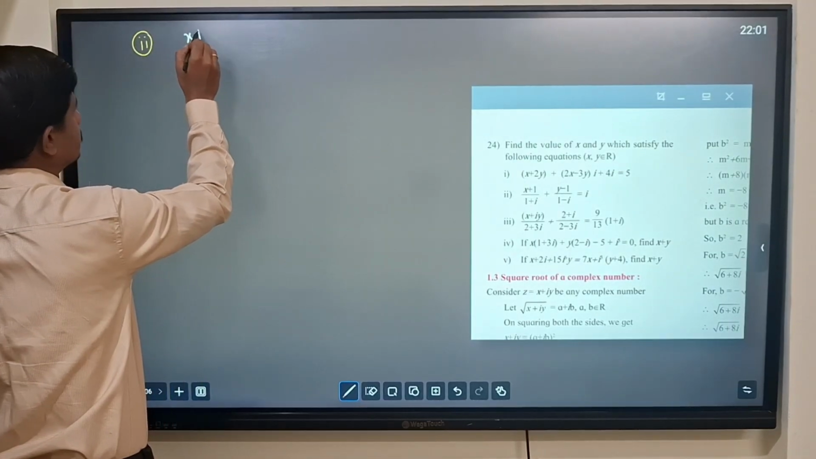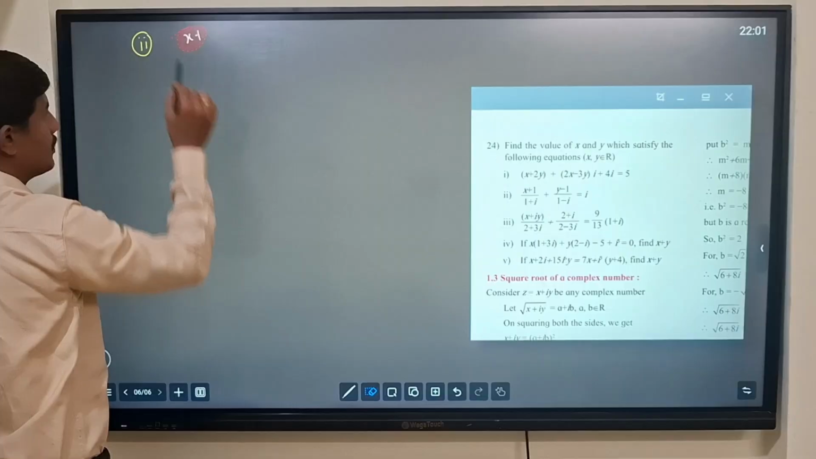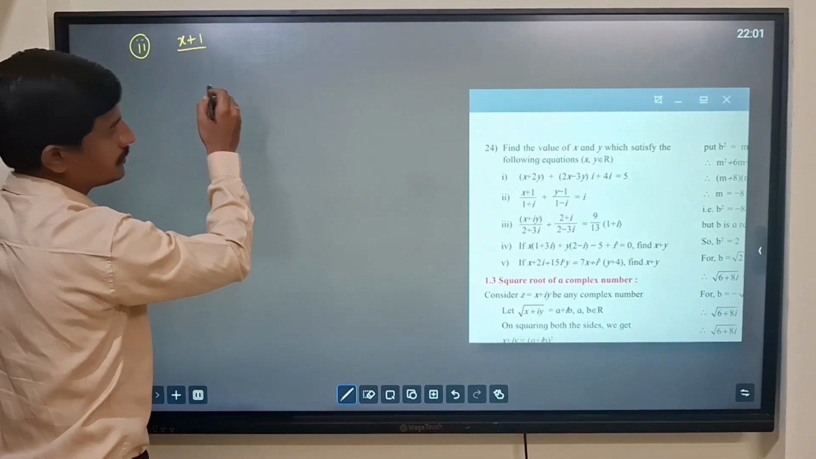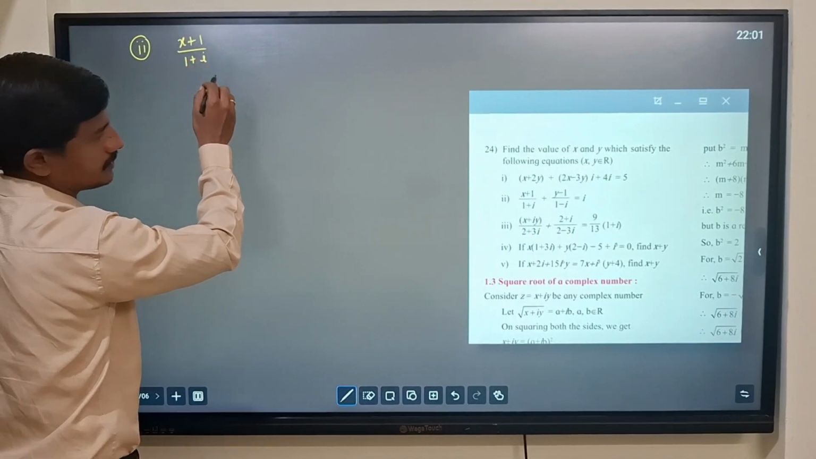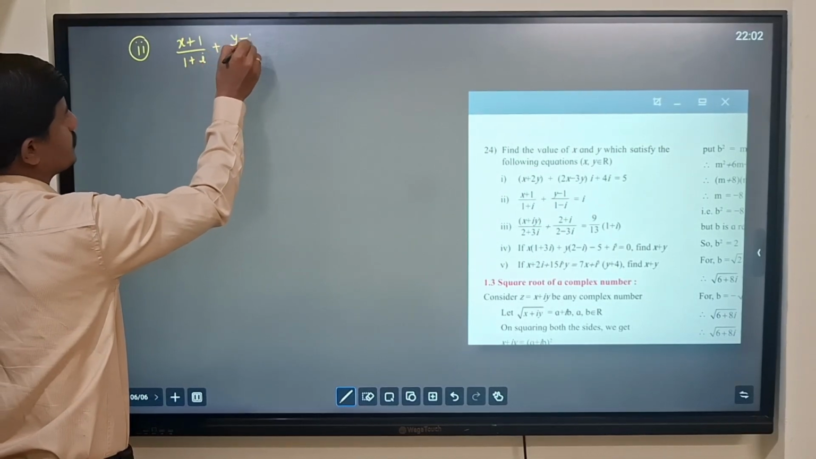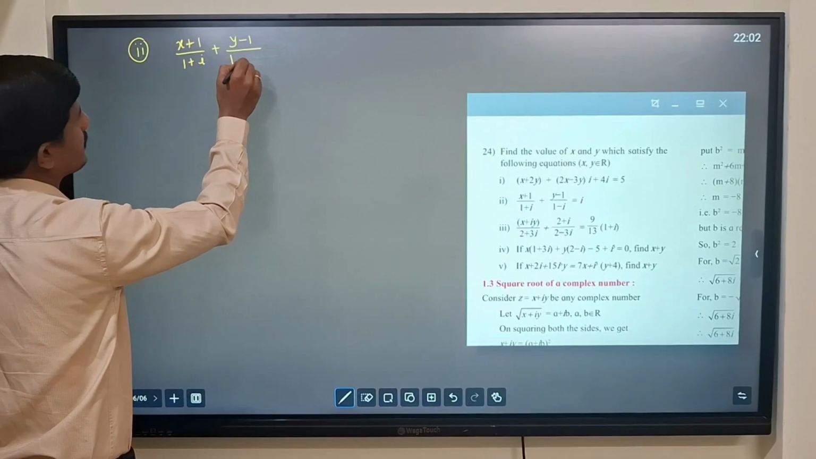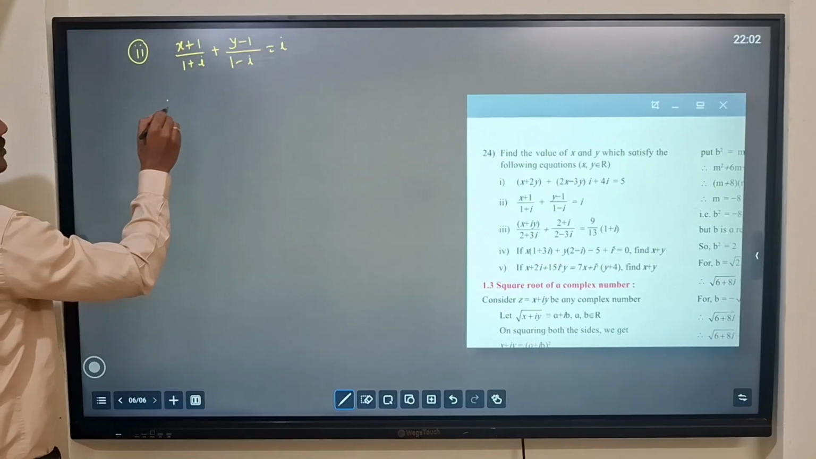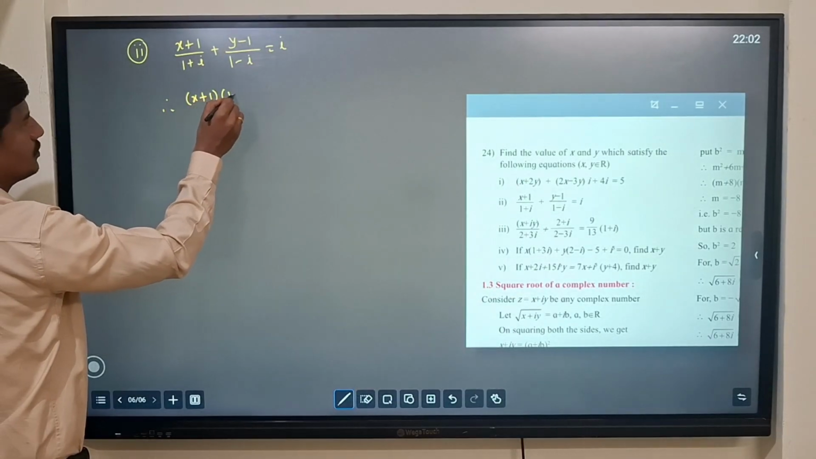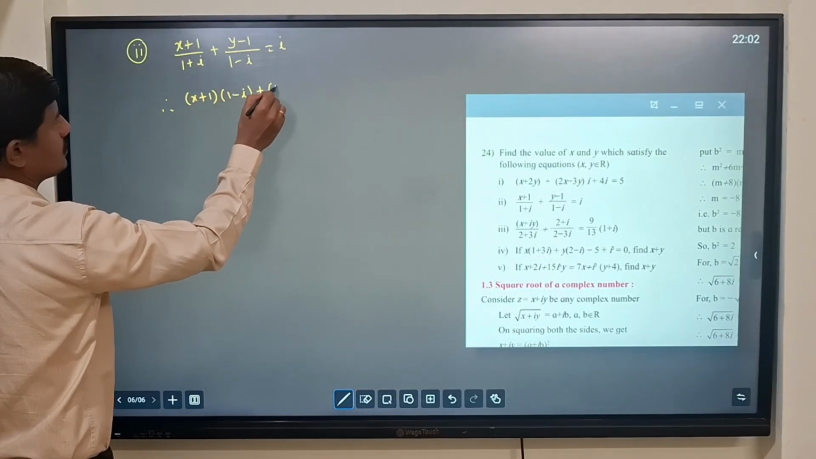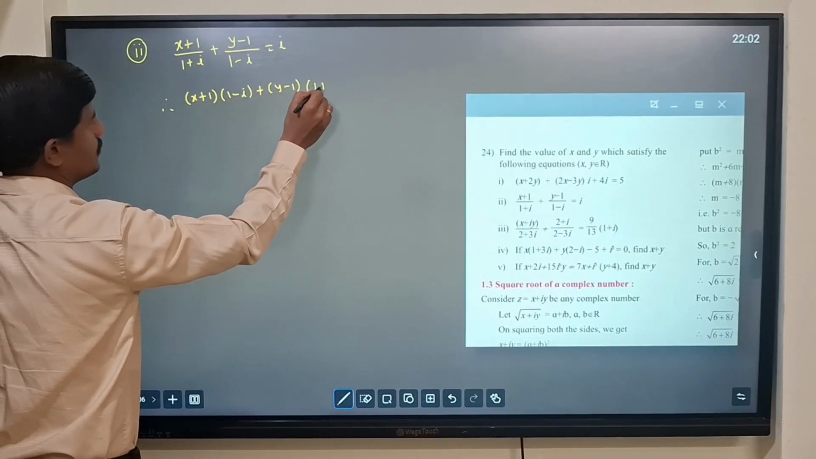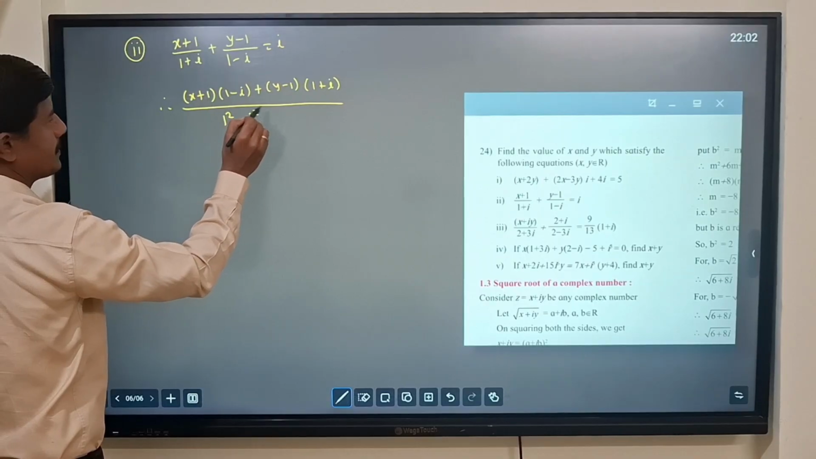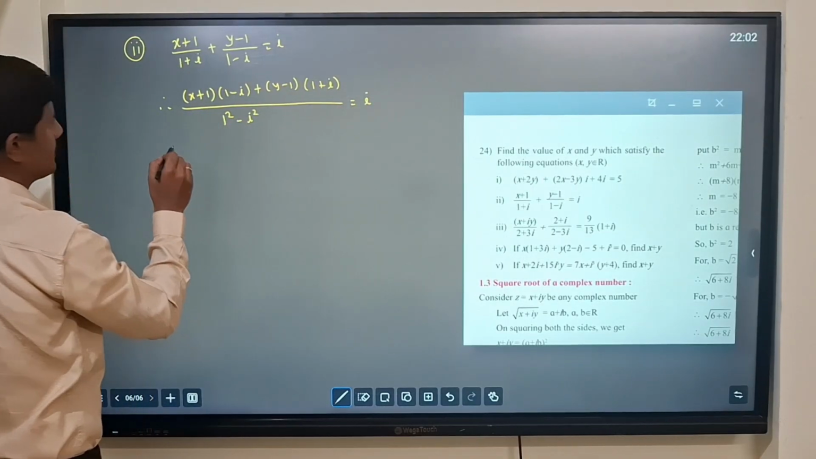x plus 1 upon 1 plus i plus y minus 1 upon 1 minus i equal to i. Cross multiplied: x plus 1 into 1 minus i plus y minus 1 into 1 plus i upon 1 square minus i square equal to i.